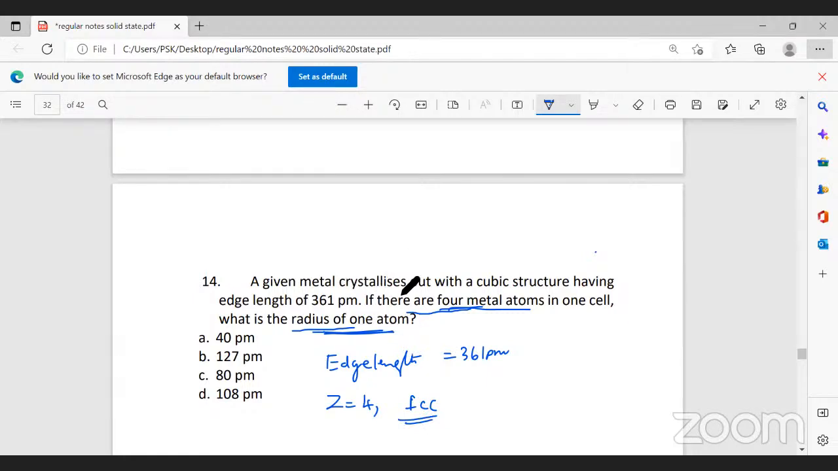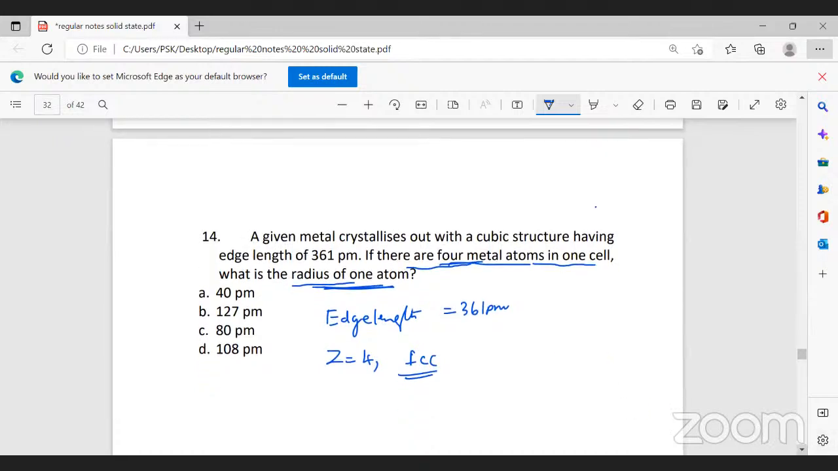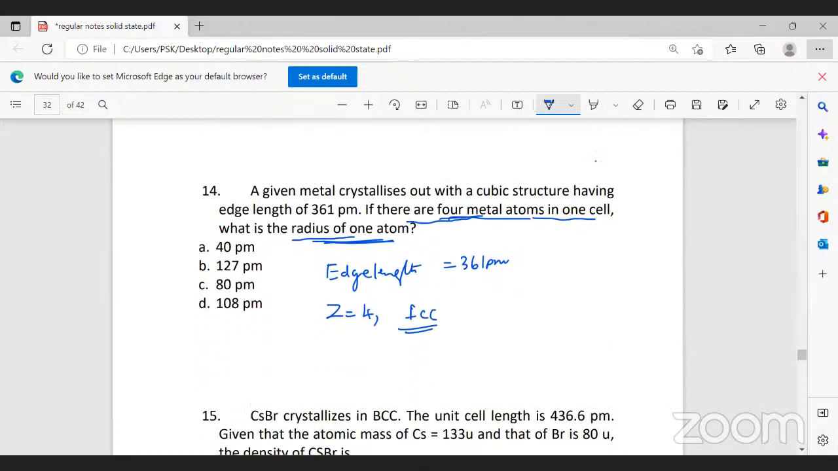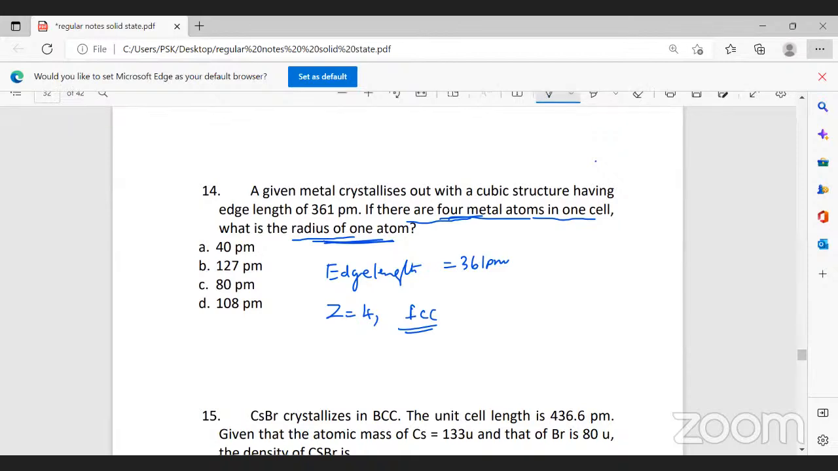See, they have not given you the face center directly. In order to confuse, they have said if there are 4 metal atoms in one cell, so face center cubic lattice will have what? 4 atoms. We have done this problem. So therefore, the structure of this metal is what? FCC.